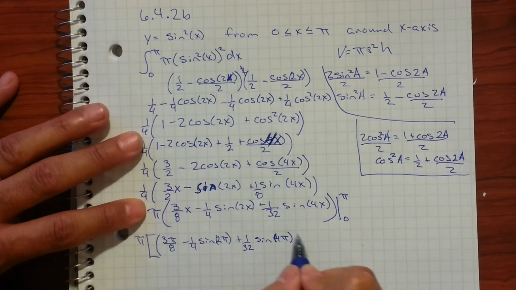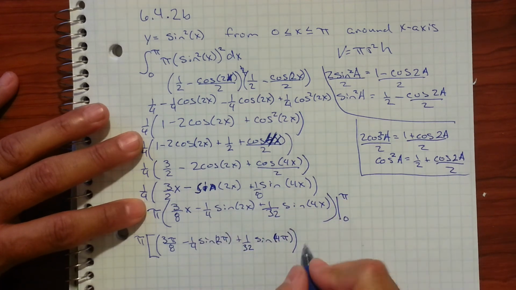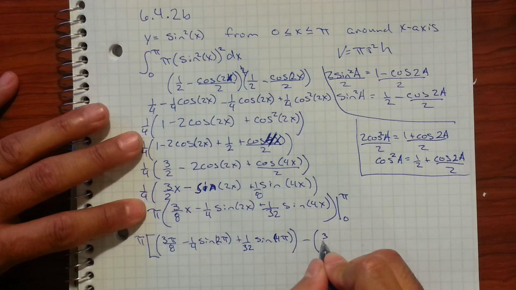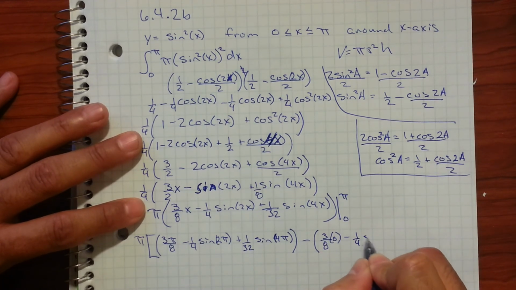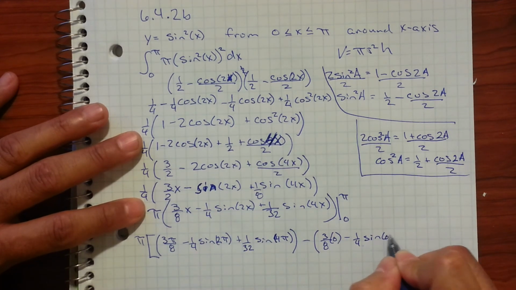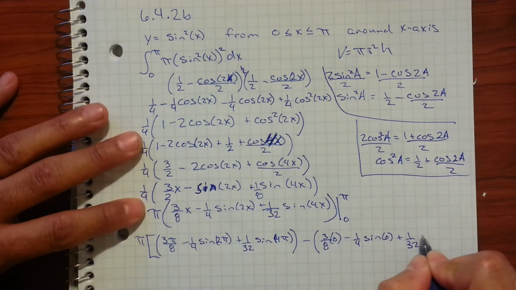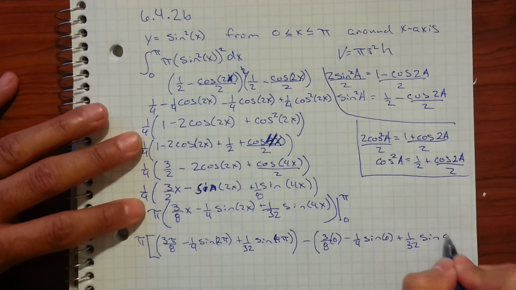So all this right here is this part right here. So I did my pi minus 3 over 8 times 0 minus 1/4 sine 2 times 0, which is going to give me 0, plus 1/32 sine of 4 times 0, which is also 0.